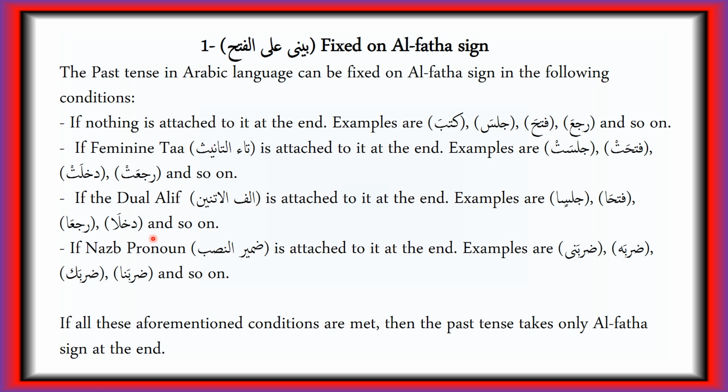If nasb pronoun, damir nasb, is attached to it at the end, examples are darabani, darabahu, darabaka, darabana, and so on. You see that all of these verbs have nasb pronoun attached to the end. For example, darabahu has ha attached to the end, darabaka has ka attached to the end, darabana has nun attached to the end, darabani has ya attached to its end. All of these are nasb pronouns, so all of these verbs take a fatha at their ends. If all these aforementioned conditions are met, then the past tense takes only the al-fatha sign at the end.